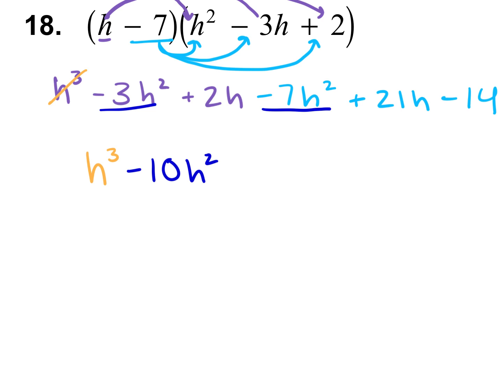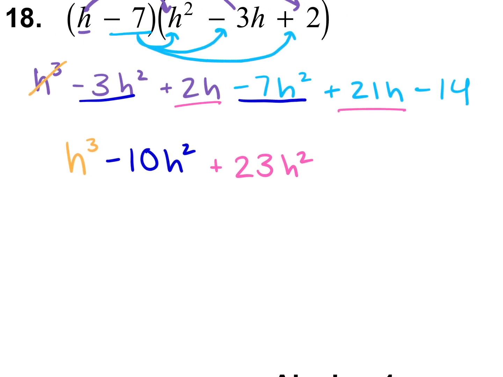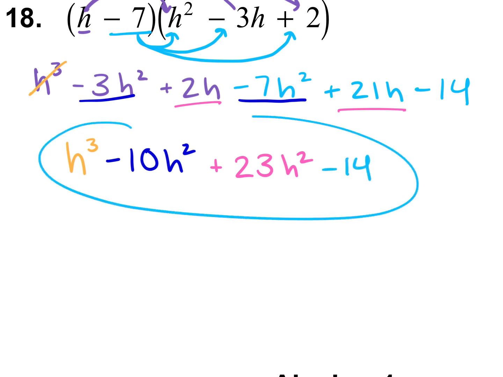Dylan T, what do we do next? We got to finish combining our like terms, so what's next? What's 2h plus 21h? 23h. Dylan P, what would come last? -14. Perfect. So that would be our answer.